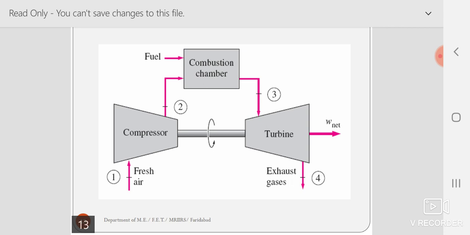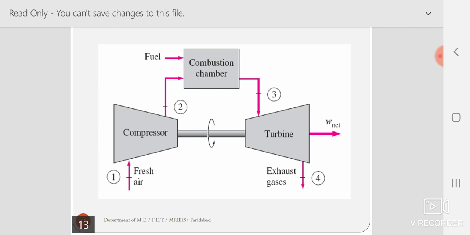As soon as the shaft rotates, it makes the compressor shaft also rotate. Initially, how did it start? With the battery, we started the compressor. But now, the compressor gets rotated with the help of the turbine shaft. The turbine shaft helps to rotate the compressor.